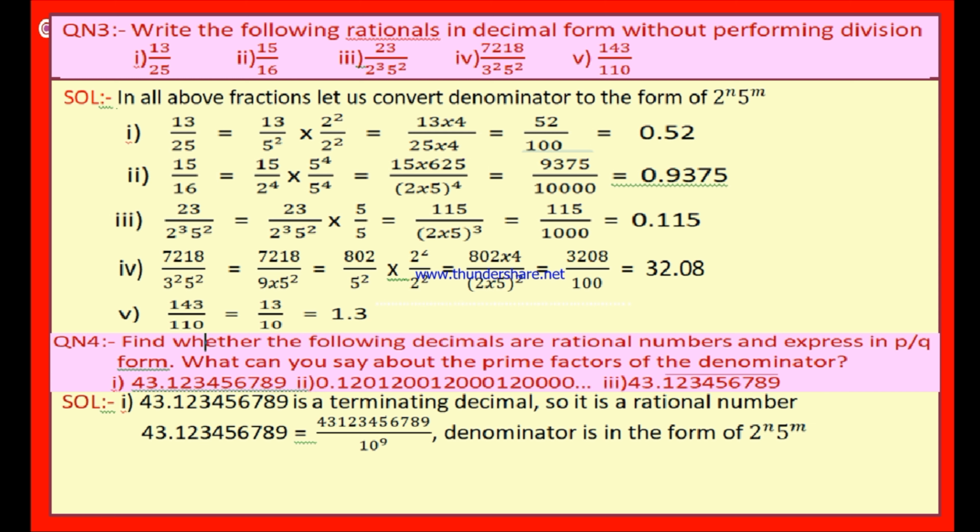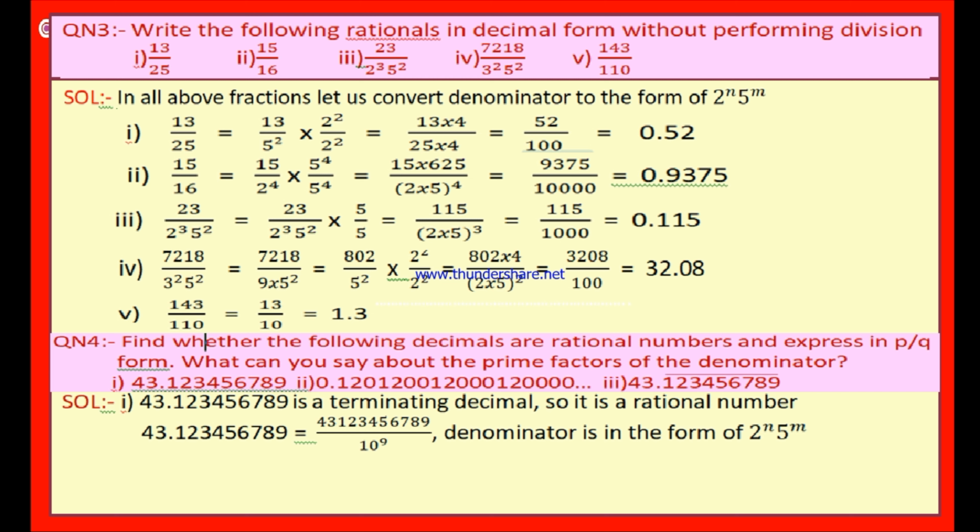Since it is a terminating decimal, it is a rational number. Since it is a rational number, you can write it in the form of P by Q. Therefore, 43.123456789 is equal to, you remove the point, you write the total number by, as there are 9 places after the decimal, you divide the given number with 10 power 9, or 1 followed by 9 zeros. Therefore, the denominator is in the form of 2 power n into 5 power m. Therefore, it is a terminating decimal, you can observe.